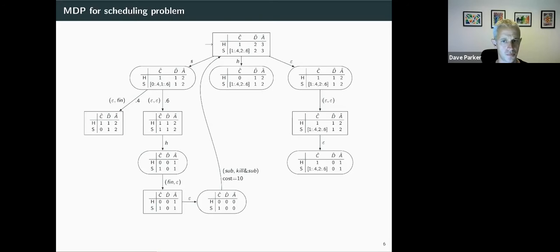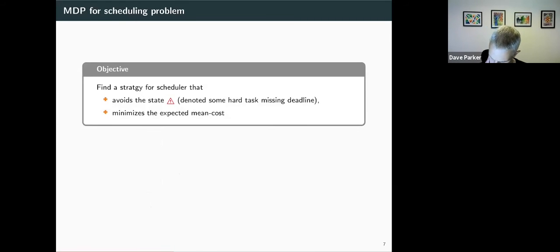Also in this path, when the scheduler doesn't schedule the hard task job at all, we see that the hard task misses its deadline. Then we go to a special sink state, and here we put a big danger sign on it, which is the bad state our system needs to avoid. Our objective would be to find a strategy that avoids deadline misses by the hard task and minimizes the expected mean cost of the deadline misses by the soft tasks.